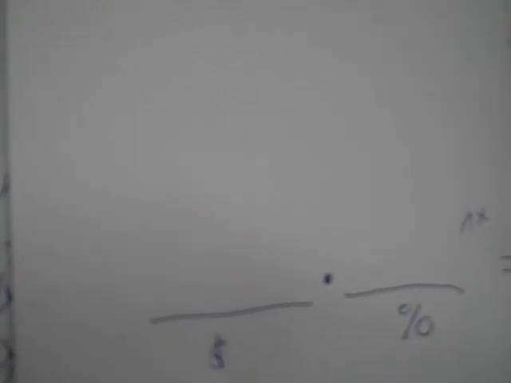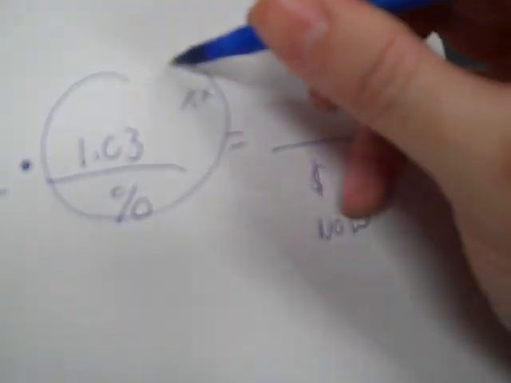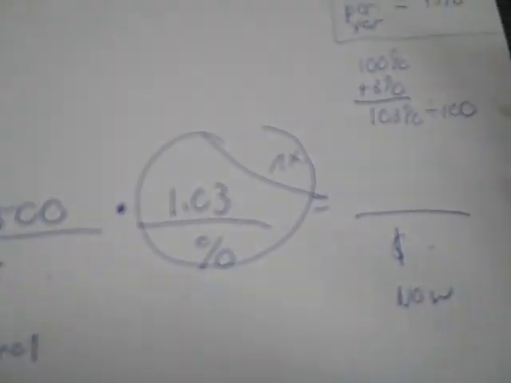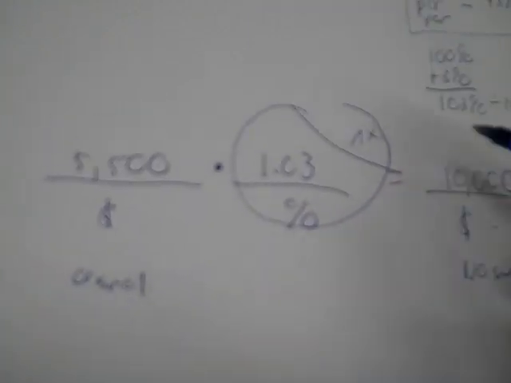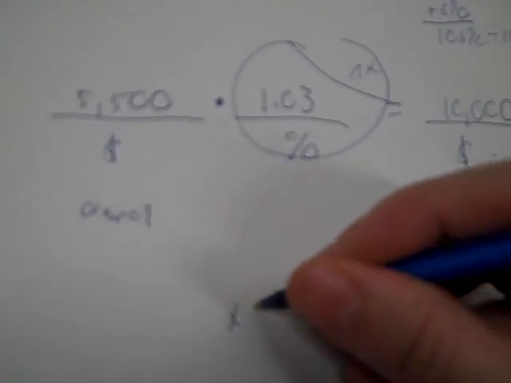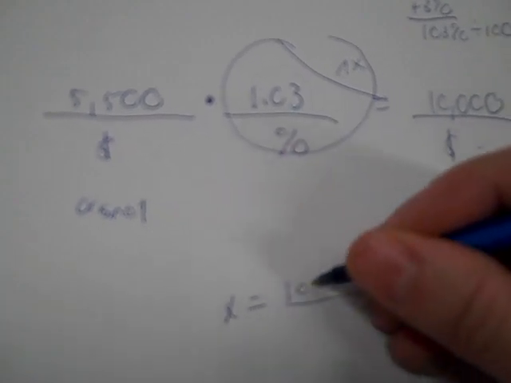Okay, so the original money amount is going to be $5,500, and then my percent factor, 103 divided by 100, is 1.03. Now, we don't know the exponent because that's the years, and that's what I'm trying to figure out. So I circle it, and I know I'm using log over log at that point, but I got to put 10,000 then for the new. Okay, so that exponent, x, is equal to the log divided by log.